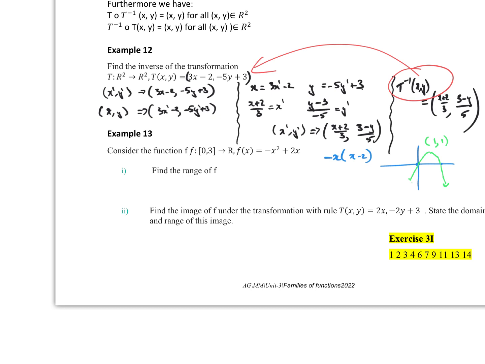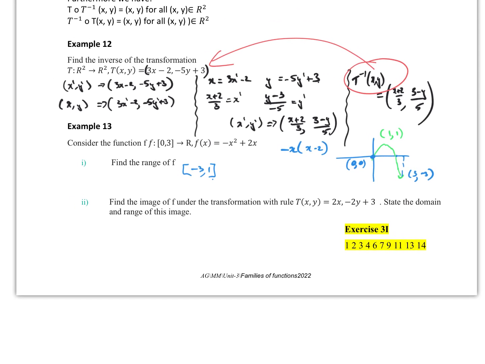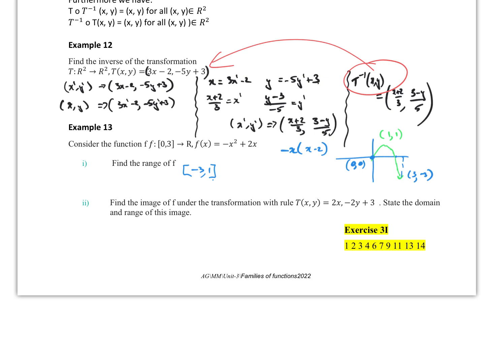So let's just get rid of those signs. If I just put some values in, that's clearly the point (0, 0). If I put 3 in here, that's the point (3, -9 plus 6), which is (3, -3). So we can see the range of this function. The lowest value is -3. They're both square brackets. The highest value is up at the turning point there, which is at 1. So there's the range of the function, -3 to 1.